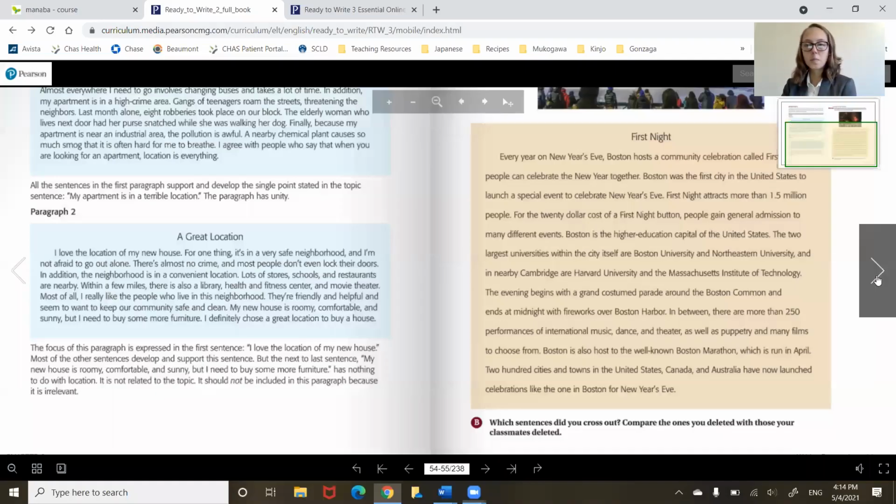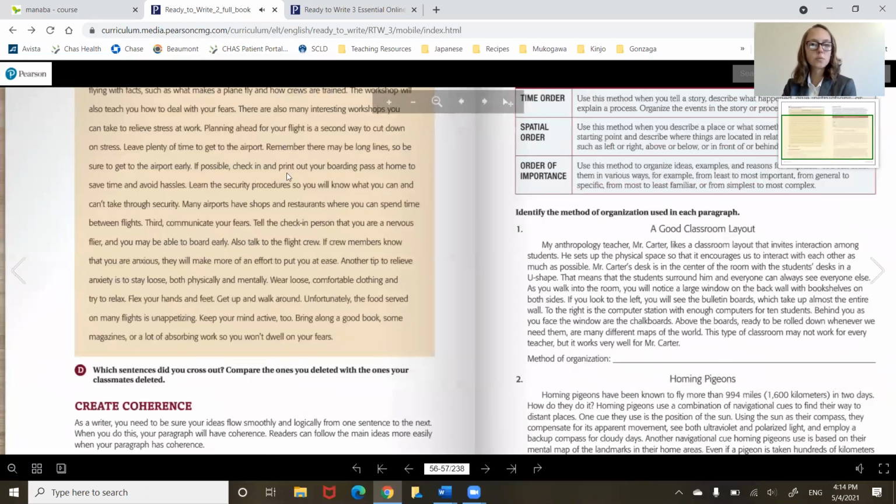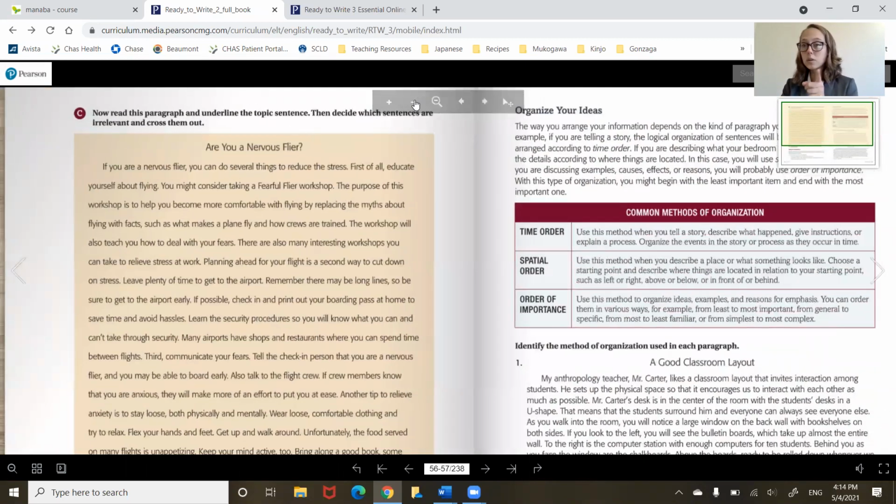Okay, now turn the page to page 42. And I want you to do this activity by yourself. Okay, so do C by yourself. Cross out the sentences that are not related. So first you need to look at the topic sentence. What is the paragraph about? Topic and focus, and then decide which sentences do not connect to that topic and focus.